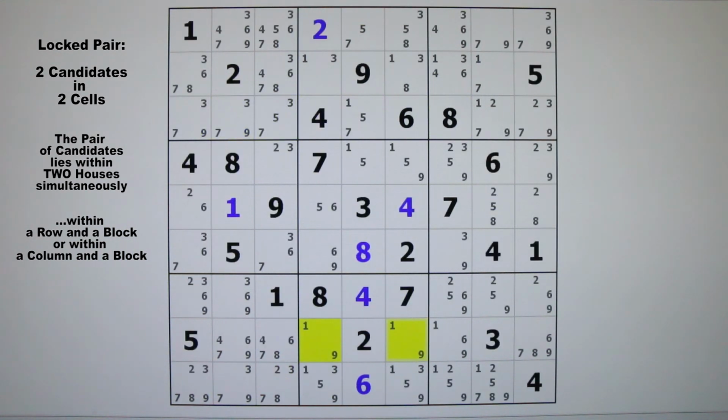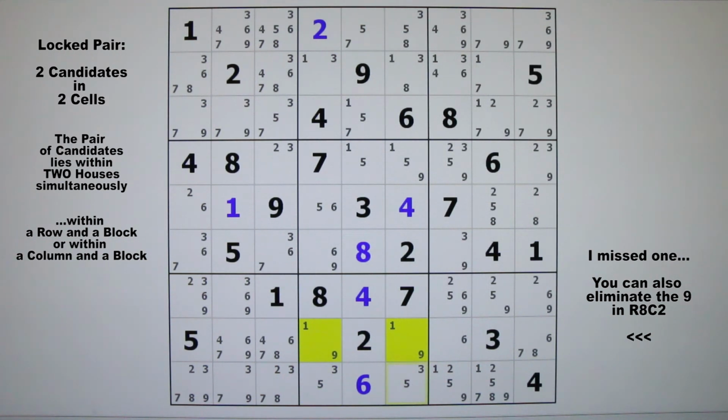Next puzzle we have in row 8 and in block 8, we have 1 and 9, so you can eliminate the 1s and the 9s from row 8. There's 1 there, 1 there, 1 there. And the 1s and the 9s from block 8. 1, 9, and 1, 9.